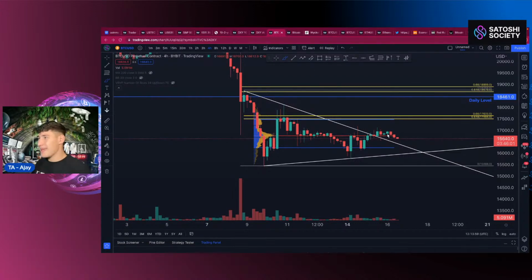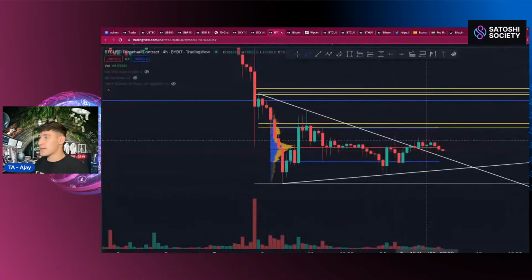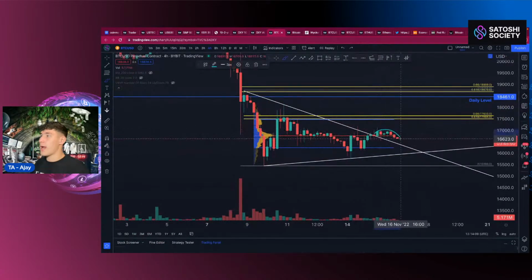So yeah, Bitcoin for me, it's looking more of a fake out right now rather than a breakout towards the upside because, as I said, there's no volume coming in, as you can see down here. So for me, I'm expecting the price of Bitcoin to actually roll over and come back towards the downside.